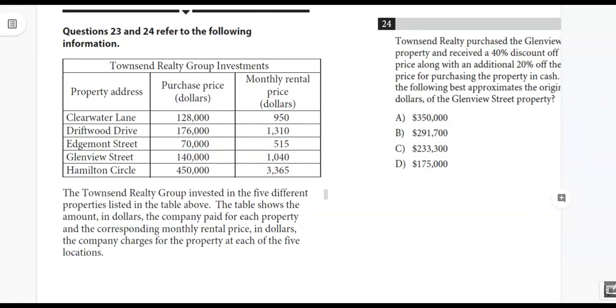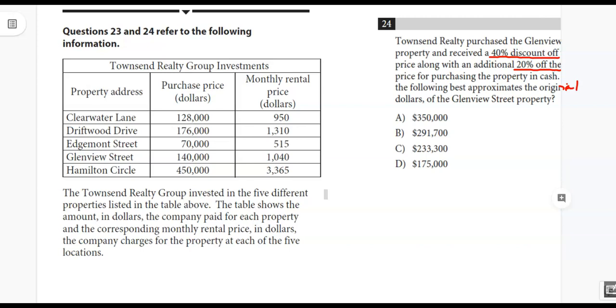All right, number 24, second part of this question. So it says, Townsend Realty purchased the Glenview property and received 40% discount off the price, additional 20% off the price for purchasing in cash. So they had two discounts. So first one was 40% off, second one was 20% off. Which best approximates the original dollars of the Glenview property.